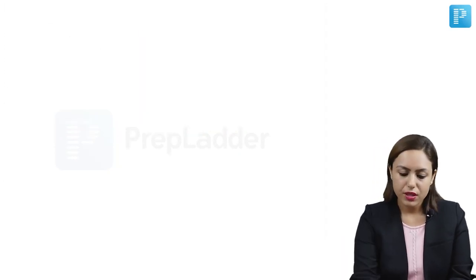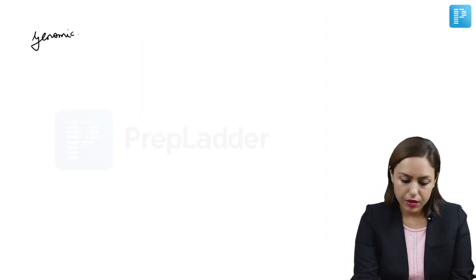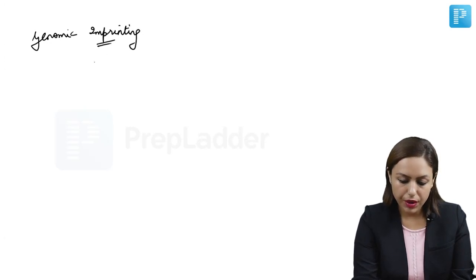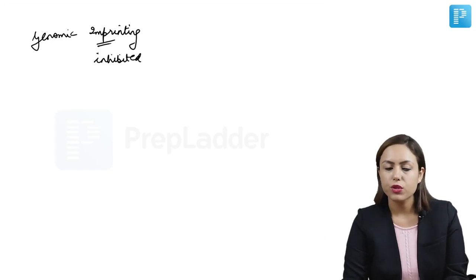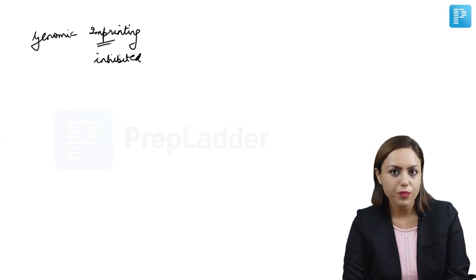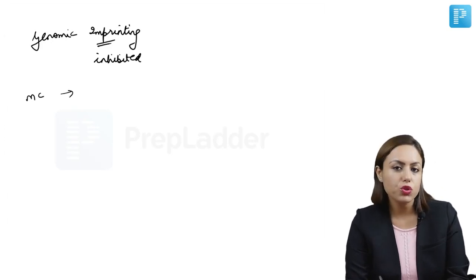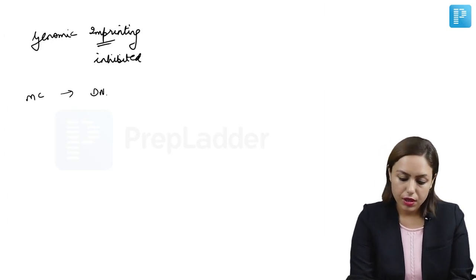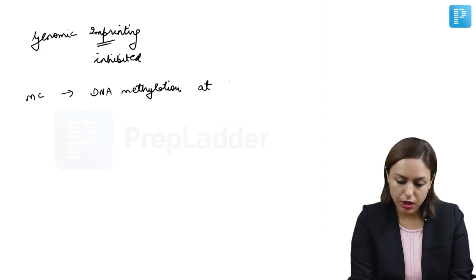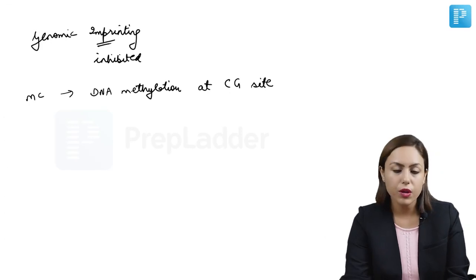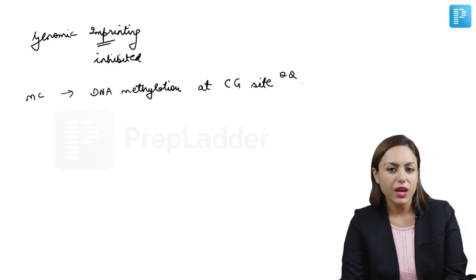Then our next topic is genomic imprinting. Genomic imprinting means the gene is inhibited. Transcription or translation will not occur, right? So how is the gene inhibited? The most common method of inhibition of a gene in genomic imprinting is DNA methylation at CG site. Okay, this is frequently asked. So DNA methylation at CG site will inhibit the gene.